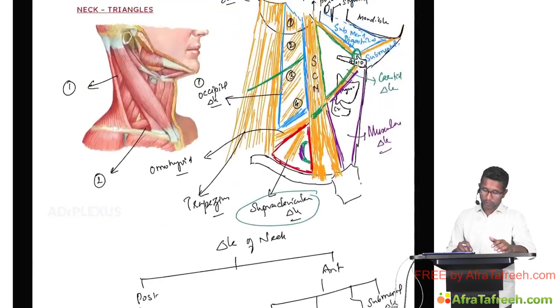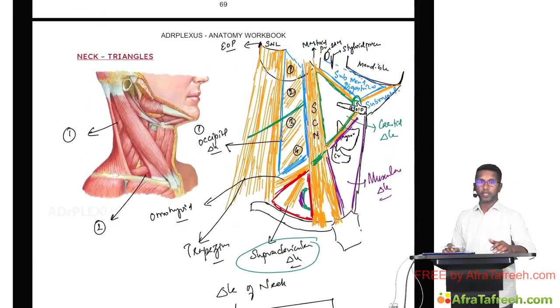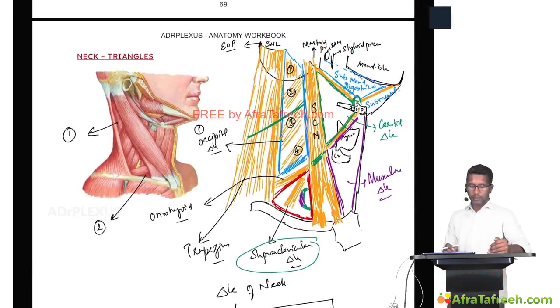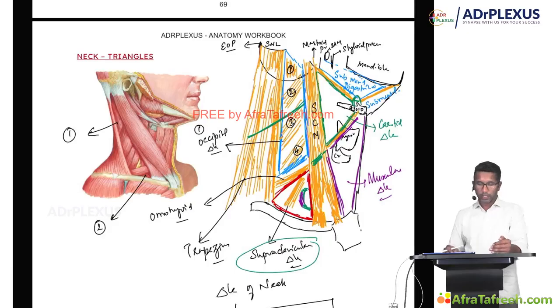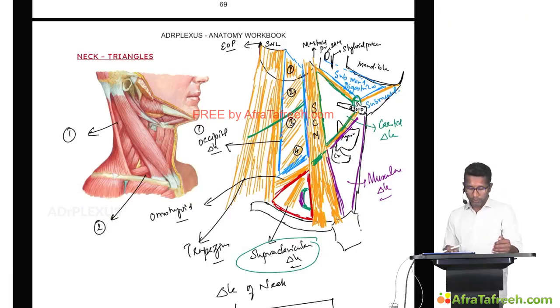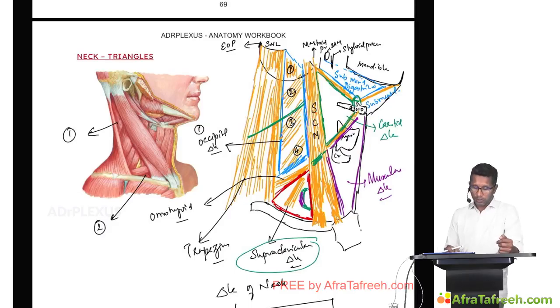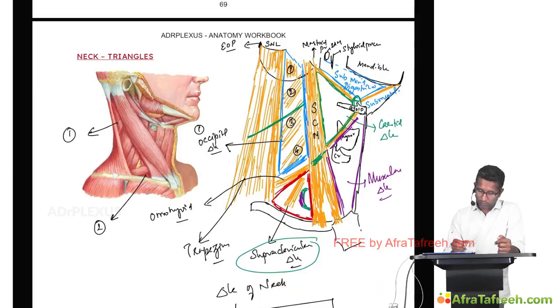So this is about the posterior triangle of the neck. We have done with the occipital triangle and the supraclavicular triangle. Next is an important triangle, the carotid triangle. This carotid triangle has various muscles which form the floor.